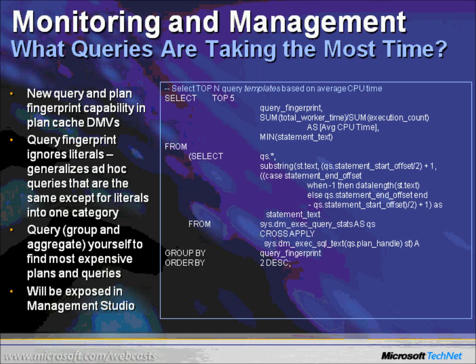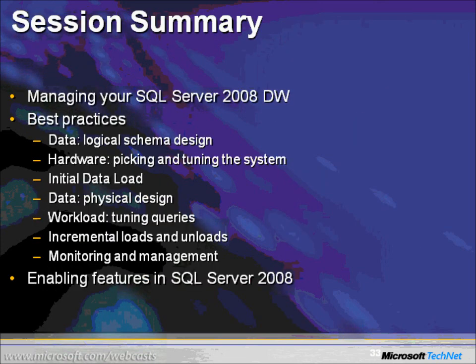A typical way you might use this, you could use a query that's shown in the slide to find the top queries based on average CPU time. So these are the top query templates. If you had two queries that were the same except the literals were different, they would be grouped together as one. They'd have the same query fingerprint. So this query can tell me what queries are taking the most time. Very useful, especially if you've got an ad hoc query workload. If you have a report writer or report application that's generating queries that are the same except the literals are different, this allows you to group them together.